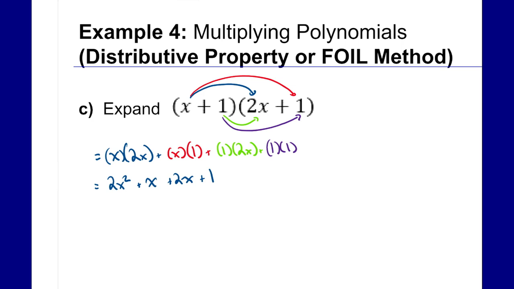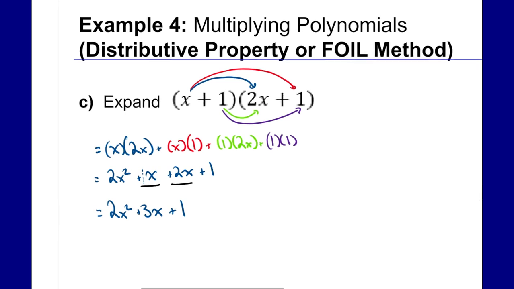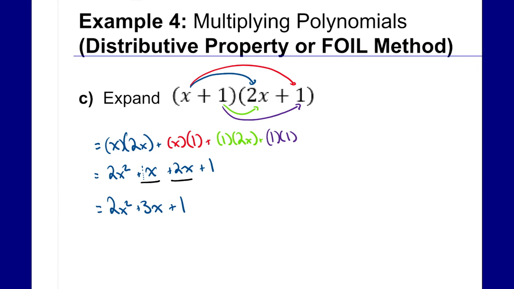Now I can go through and collect like terms. The only like terms I have here are my x's, the x and the 2x. So I get 2x squared, 1x. If there's no number here, remember we have to imagine there's an invisible 1. So 1x plus 2x is 3x, and then plus 1. So that's how we can expand using distributive property. Same idea, the terms on the outside have to multiply everything in the brackets. So the x multiplies everything in the one bracket, and the 1 multiplies everything in the one bracket.